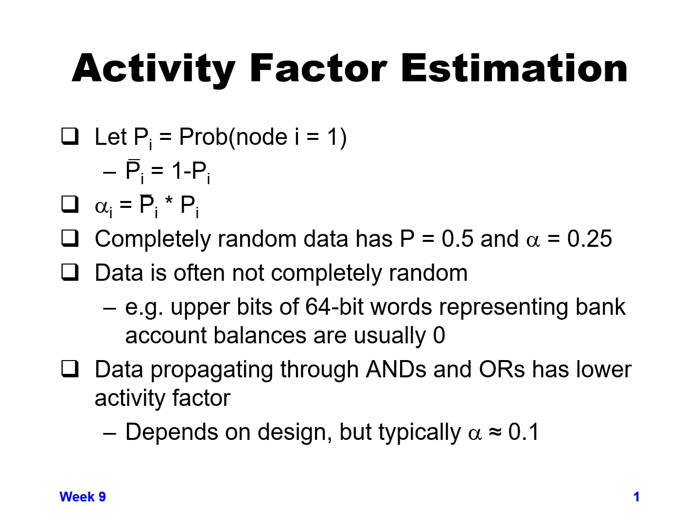So if we have completely random data, such that on any given cycle there's a 50% probability that it's 1 or 50% probability that it's 0, that means that P sub i is 0.5, the inverse of P sub i is 1 minus 0.5, which is also 0.5. So the activity factor is going to be 0.25.